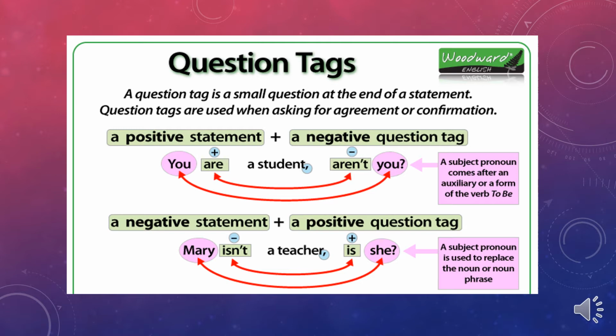Okay, as you can see here, you have an example. You are a student, okay? Aren't you? Okay, you are a student, comma, aren't you? As you can see, you have a positive statement here and a negative question tag, okay? So you are a student, positive, comma, aren't you?